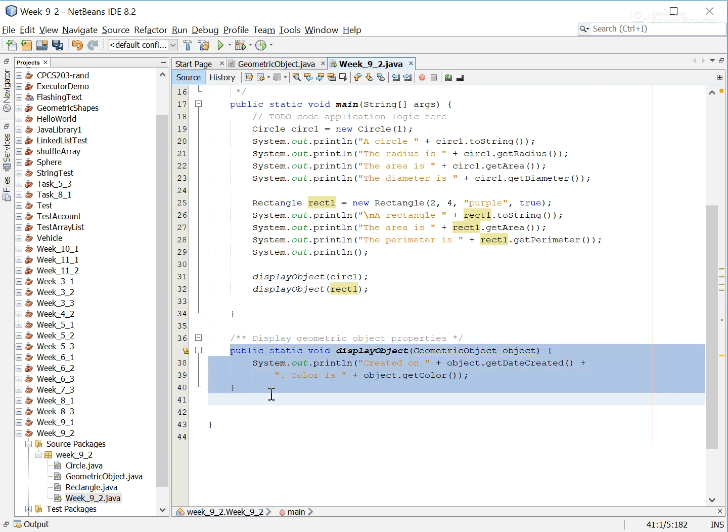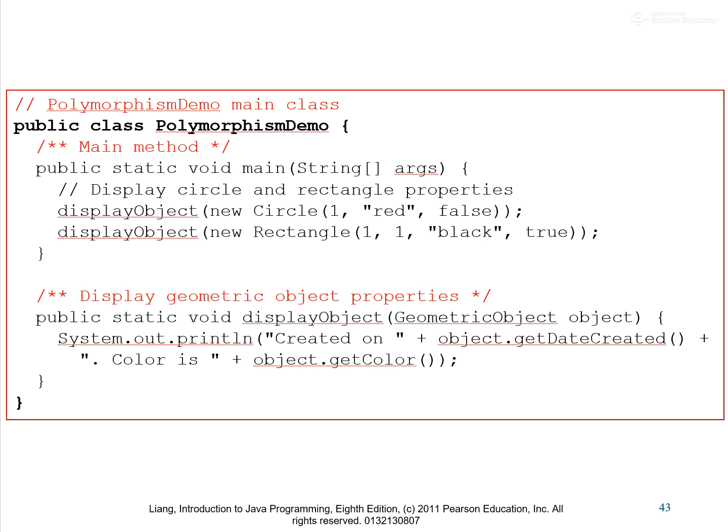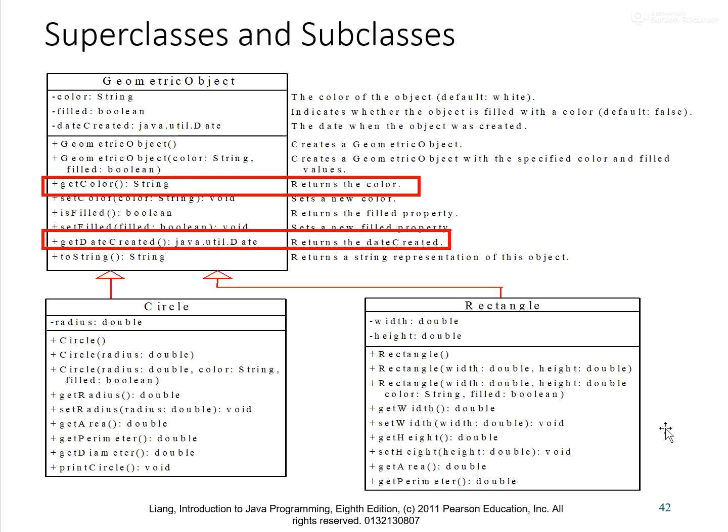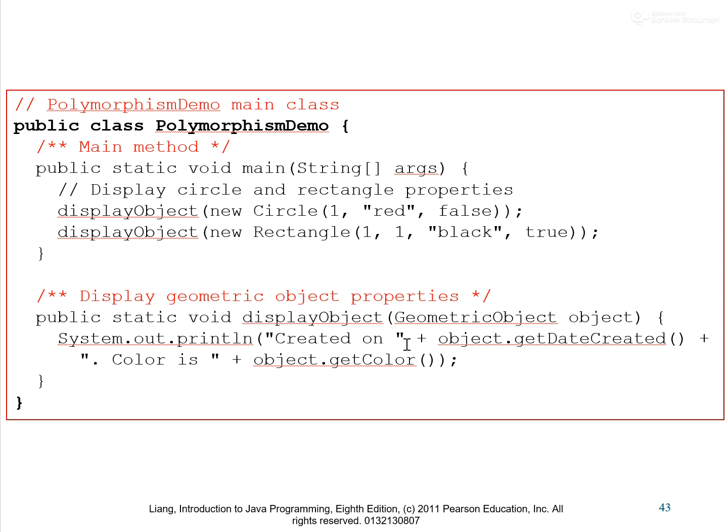We could have made two different methods for that. It would have been fine, but as soon as we add another subclass to GeometricObject, I would have to create a third version of the displayObject method. By making use of polymorphism, we're able to keep a single method, and it will work for any GeometricObject or for any object of any subclass of GeometricObject. And that's the beauty of polymorphism.